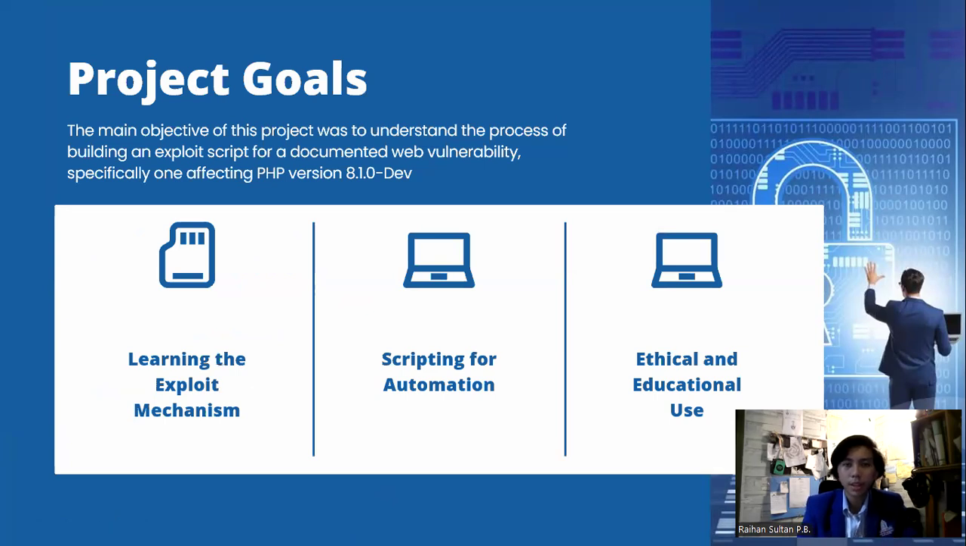First I want to explain my project goals here. The main objective of this project was to understand the process of building an exploit script for a documented web vulnerability, specifically one affecting PHP version 8.1.0-dev, because this vulnerability included a backdoor that allowed for RCE, or remote code execution, essentially giving attackers a way to run commands on a server without authorization.